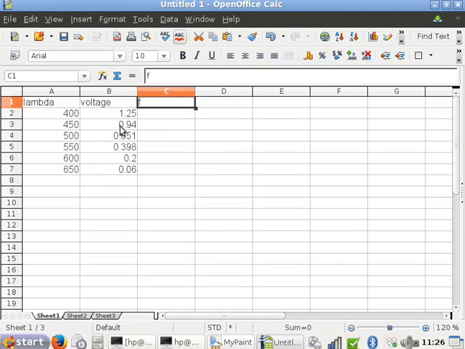Equals 3000 divided by the first number. 7.5? Yeah.